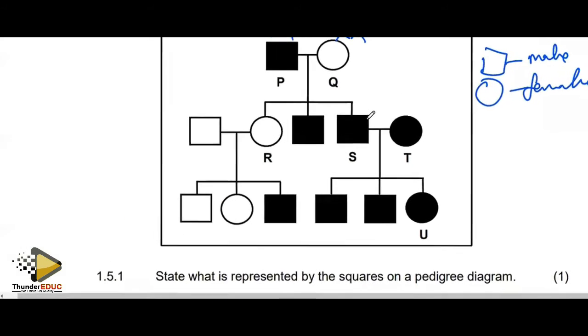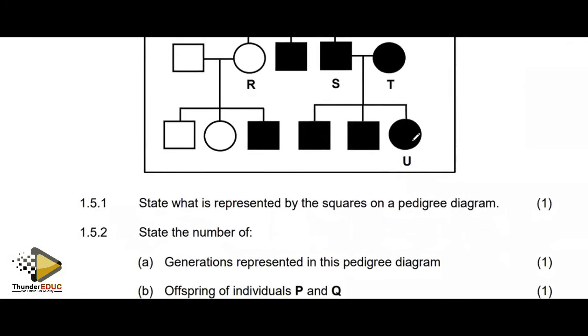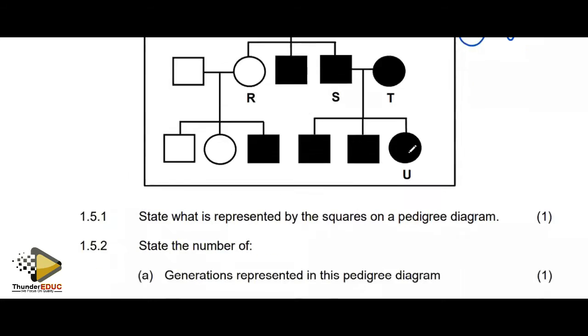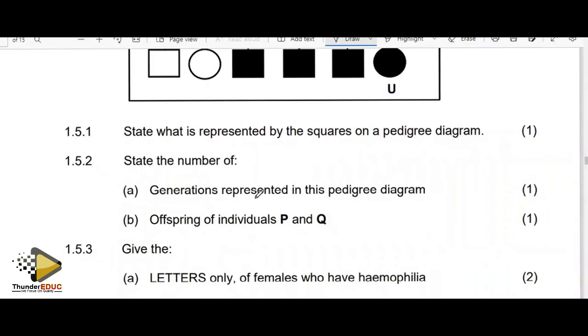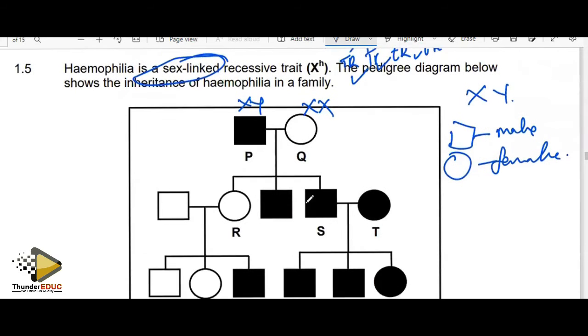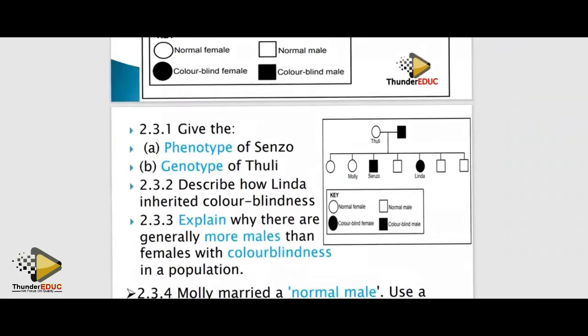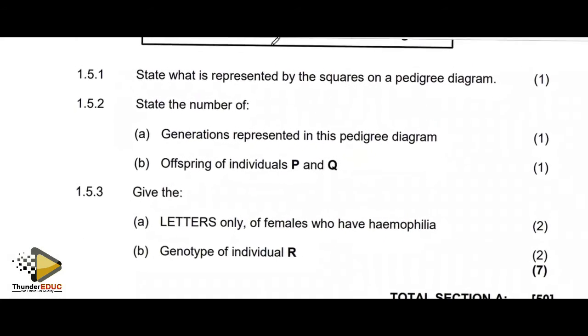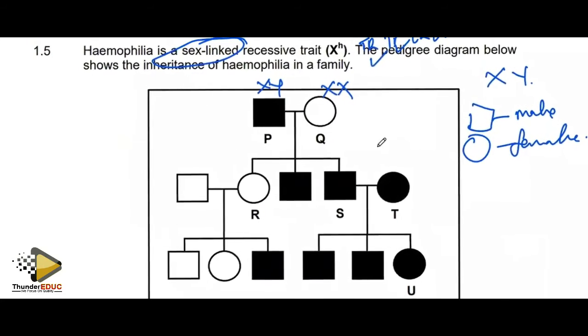All right, let's go back to the question. State what is represented by a square or a box on the pedigree diagram. We have seen that a square is male, while a circle is female. State the number of generations represented in this diagram. You have to count them. 1, 2, 3. Those are 3 generations.